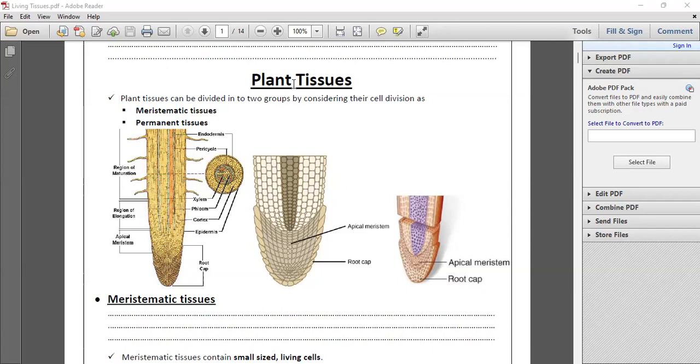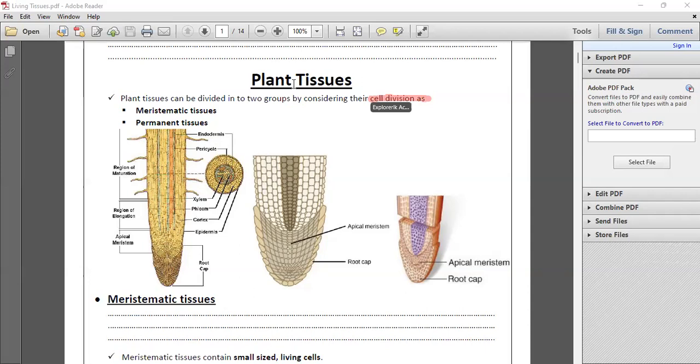Okay. So when you talk about plant tissues, basically, the tissues in the plant can be divided mainly into two categories: meristematic tissues and permanent tissues, right? Now you have to highlight these points. When you are going through the printed notes, you go through this recording again and then highlight these parts, which are very important, right? So plant tissues are divided into two main categories depending on what? By considering their cell division.